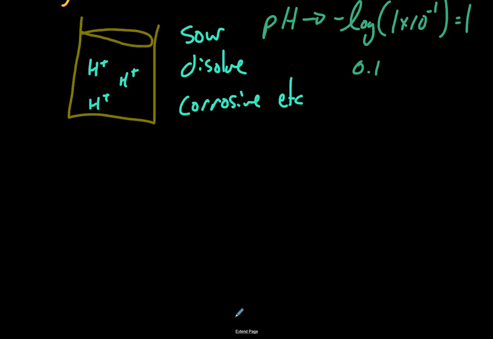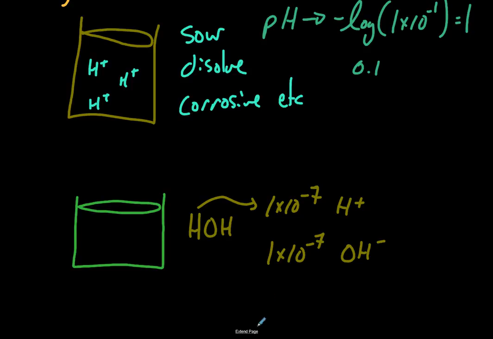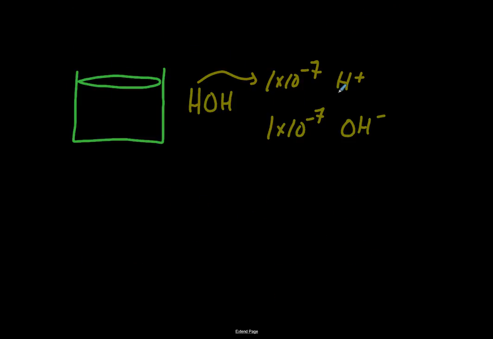Now let's go the other way. So let's talk about what happens if we add base into this. And then we'll talk about what happens when we mix acids and bases together. All right, so here's our neutral water. Again, 1 times 10 to the negative 7 concentration of H plus. And remember, since we're splitting water into its 2 parts, there's the H plus, then we're also going to have the exact same amount of OH minuses, aren't we?